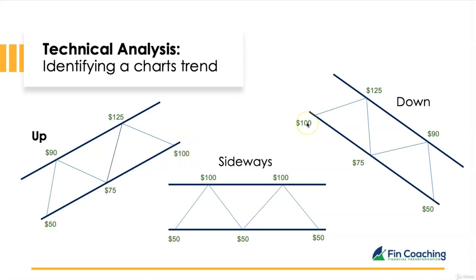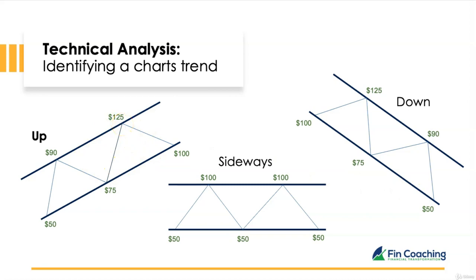Now the downwards trend. It starts here at $100 and it goes up slightly, 125, back down to 75, up to 90, and down again to 50. What we want to do is actually identify charts that have an upwards trend, that are consistently going up, and identify when is it the right time to buy.